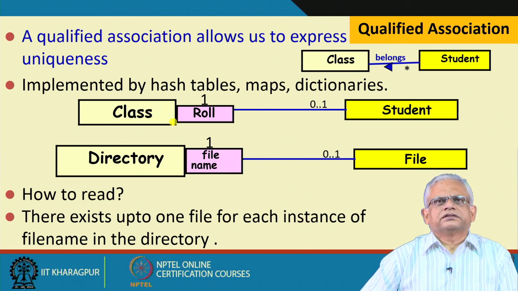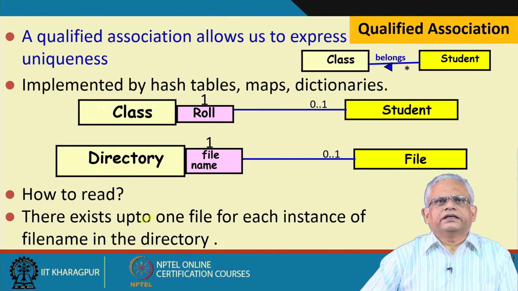Given a class, for a given roll number, there can be at most one student with that roll number. Maybe for a roll number there is no student, but then given a class, there exists up to one student for a given roll number, or each instance of the class will have at most one student with a given roll number.